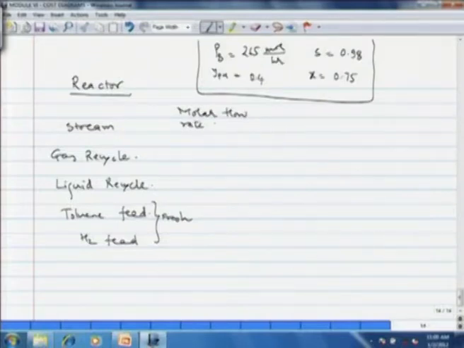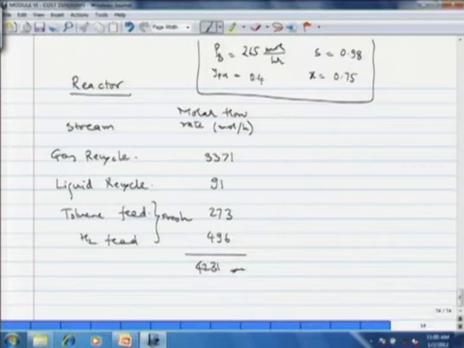Molar flow rate, mole per hour. Okay. Gas recycle is 3371 total moles. Okay. Liquid recycle is 91. Fresh toluene is 273. Fresh gas is 496. So, total 4231 moles per hour. So, the reactor treats a total of 4231 moles per hour.